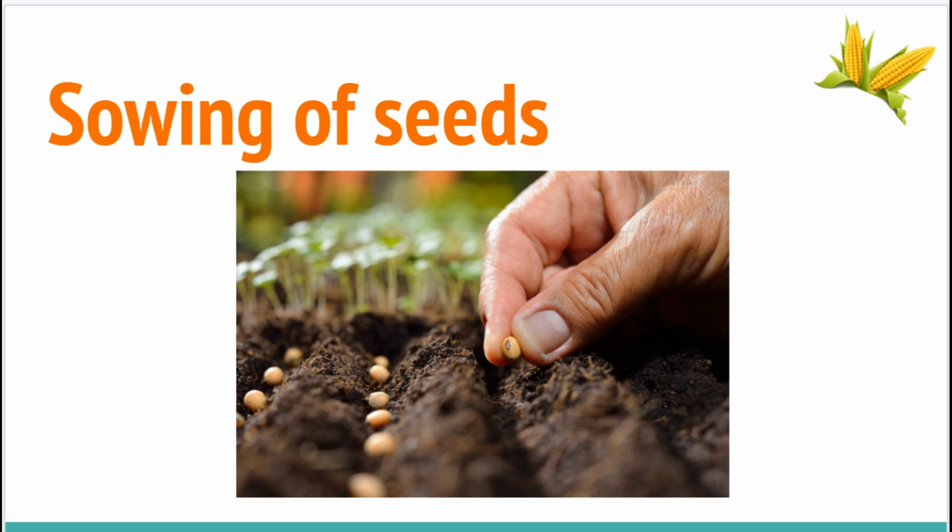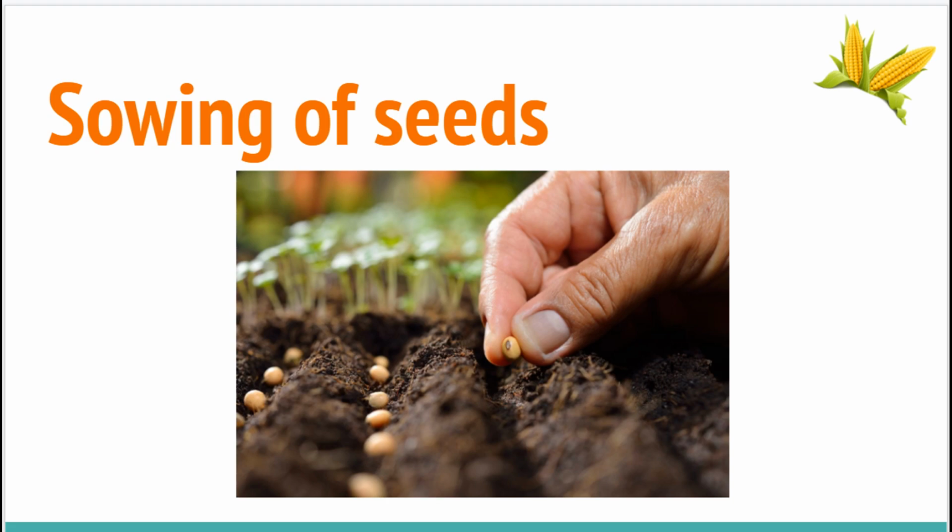Then comes the process of sowing of seeds. The sowing of seeds is very important in the process of cultivation. Before seeds are sown, they are selected. Good quality seeds are taken so that they can grow into better and healthy quality crops.